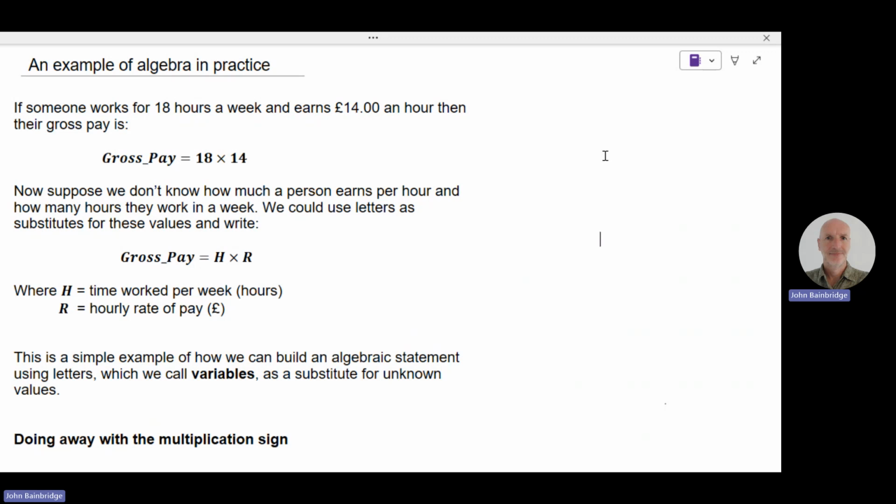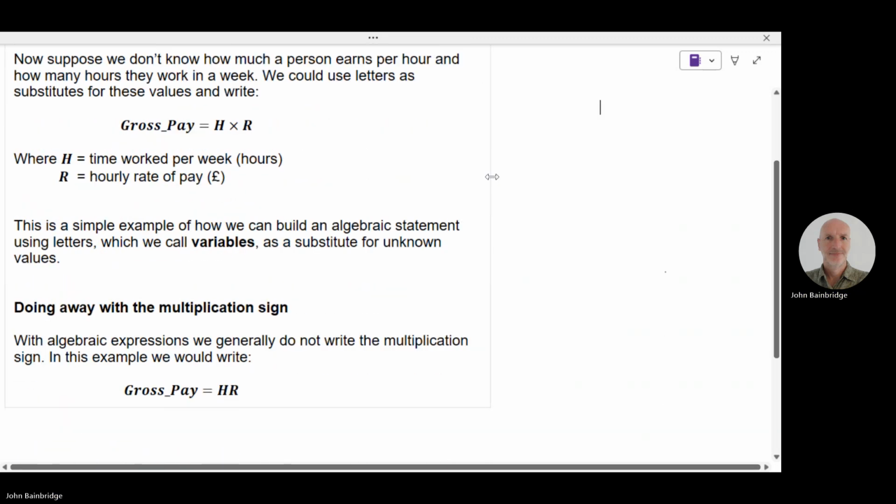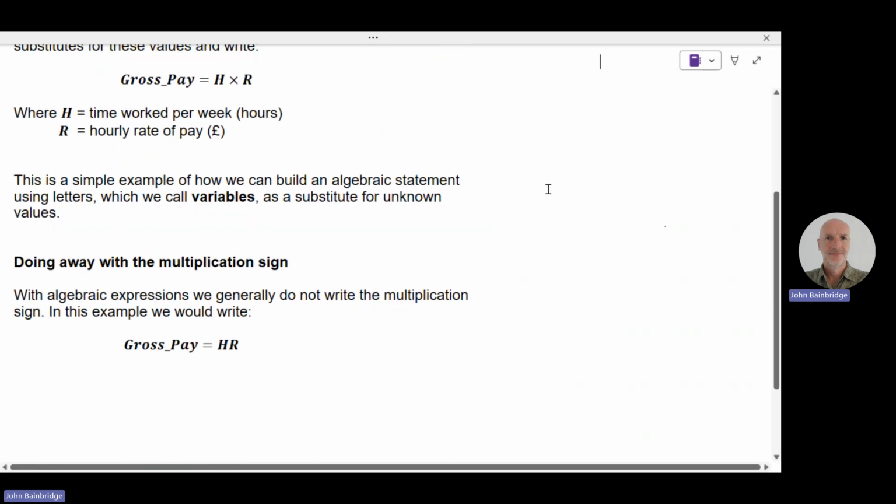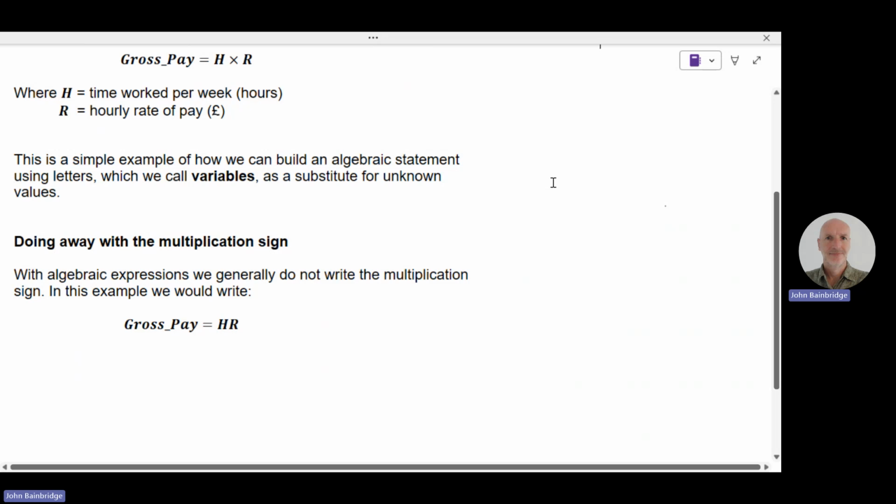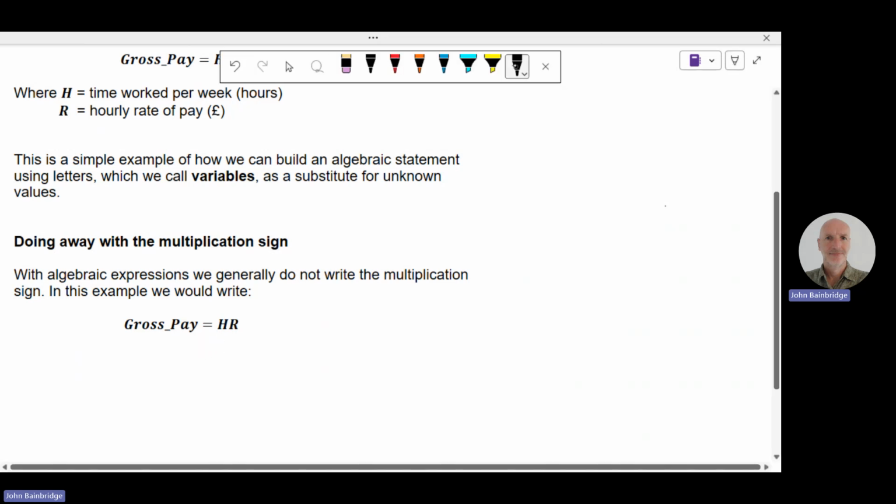We call these letters variables, as they vary, obviously, depending on what value we give them, as a substitute for unknown values. When we write algebraic statements like this, we don't generally write the multiplication sign between the letters. So in the example here, we would just write gross pay equals HR instead of H times R.